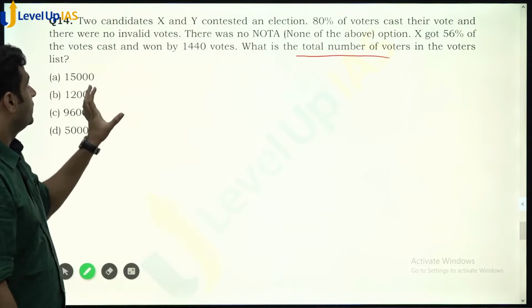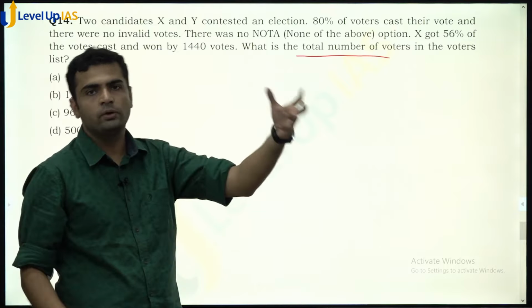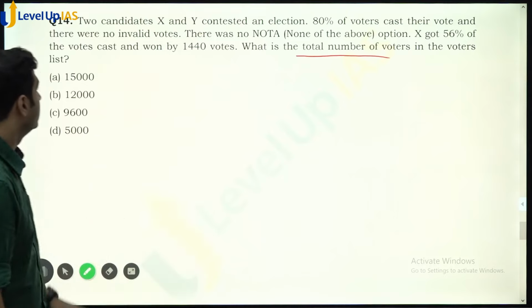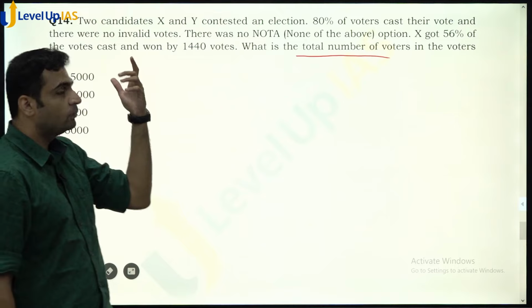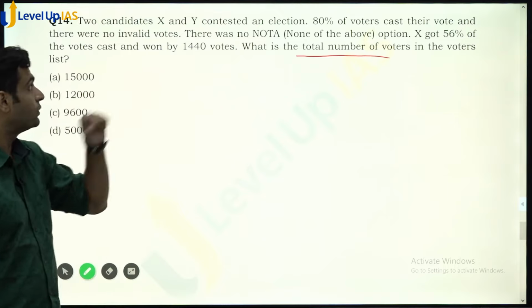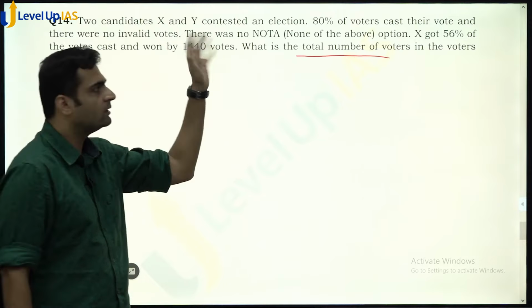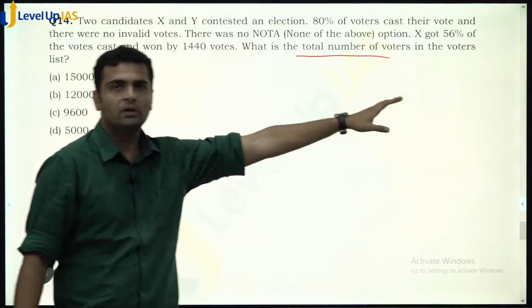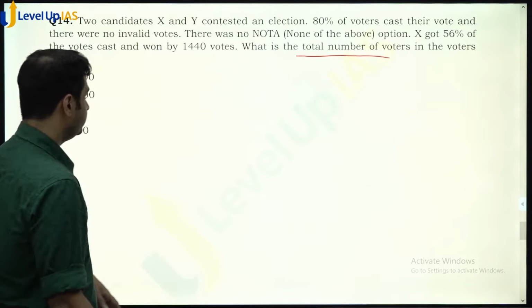Okay, so 2 candidates are there and 80% votes are cast. Okay, and there is no invalid votes, there is no nota, so either votes go to x or they go to y. And x got 56% of the votes that were cast, and he won by 1440. So see, too much information is given about votes that are cast, and the question asks about total number of votes. You can assume either one of them as x.